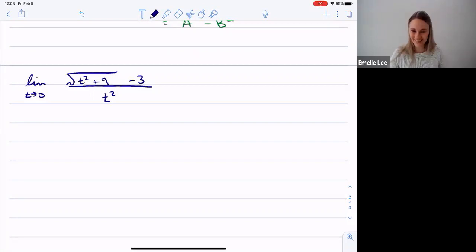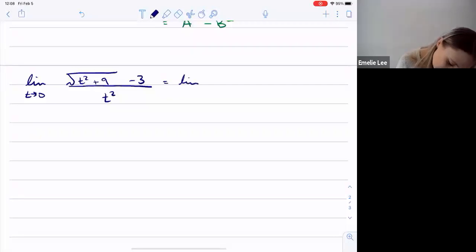So anyways. All right, so what I'm going to do is change this. I'm trying to get rid of the t squared in the denominator. So what I can do is multiply by the conjugate. So this is the same as the limit as t approaches 0 of the root of t squared plus 9 minus 3 over t squared.